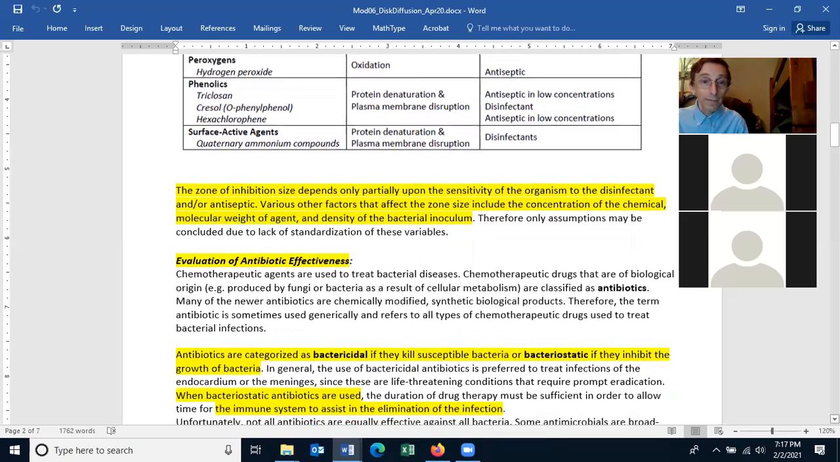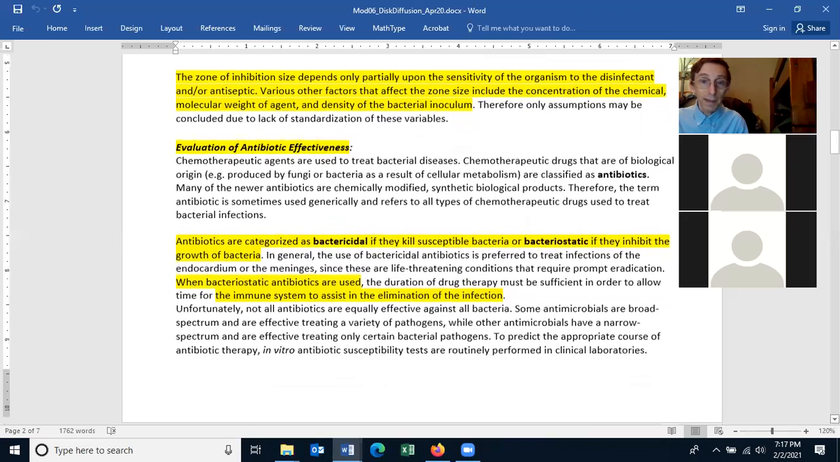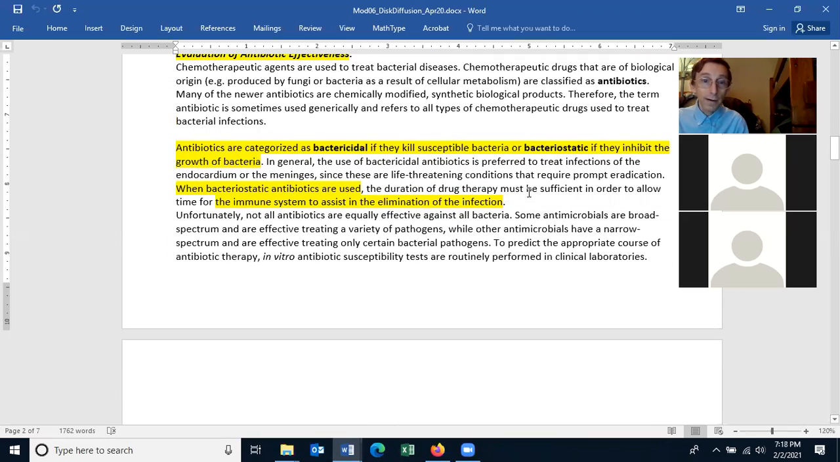All right. Evaluation of the antibiotic effectiveness. Antibiotics are categorized as bactericidal if they kill bacteria. They are categorized as bacteriostatic if they inhibit the growth of bacteria. When bacteriostatic antibiotics are used, we, meaning doctors, rely on the immune system to assist in the elimination of the infection, because a bacteriostatic antibiotic will not kill the bacteria. Is that clear? Yes. All right.